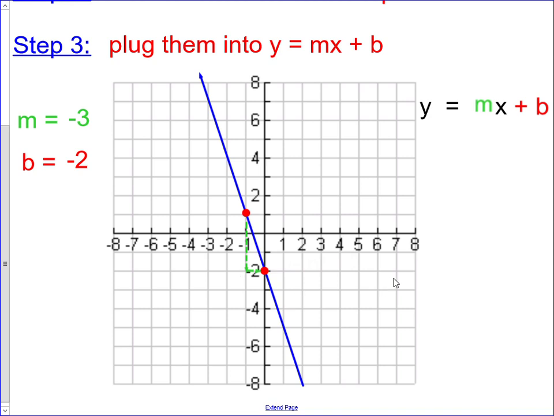Now it's just a matter of plugging them into our formula. We're going to replace the m with the slope, which was -3, and we're going to replace the b with the y-intercept, which was -2. When we do that, it would be plus -2, which we know is the same thing as just subtract 2. So our equation for this graph would be y is equal to -3x minus 2.